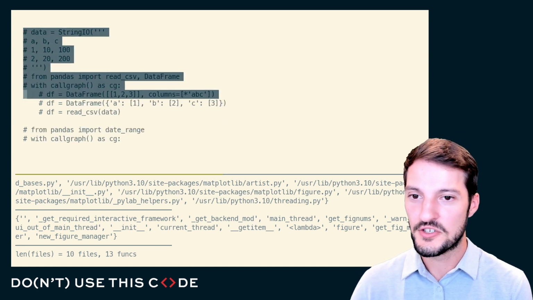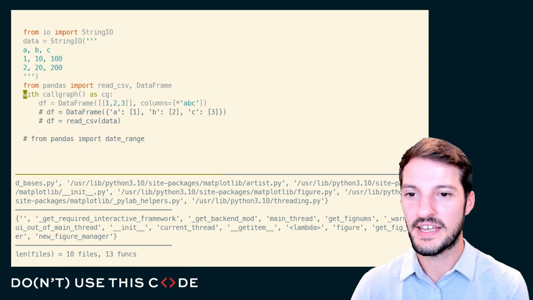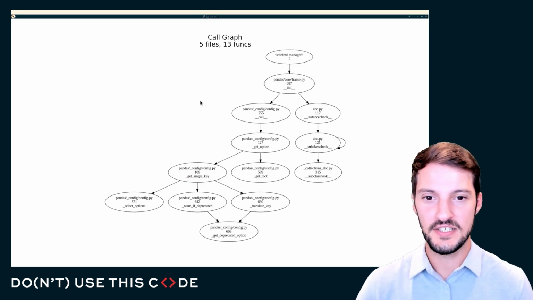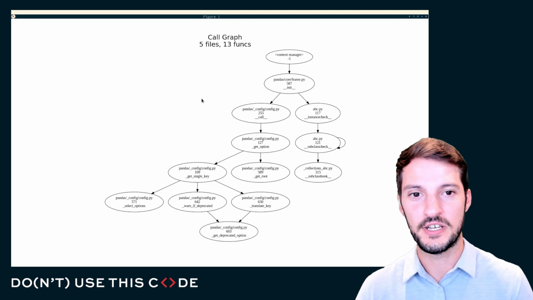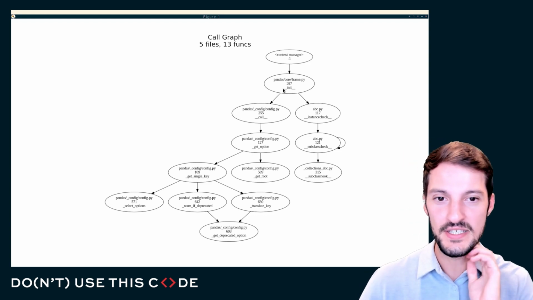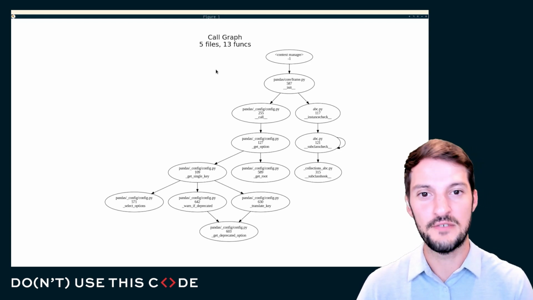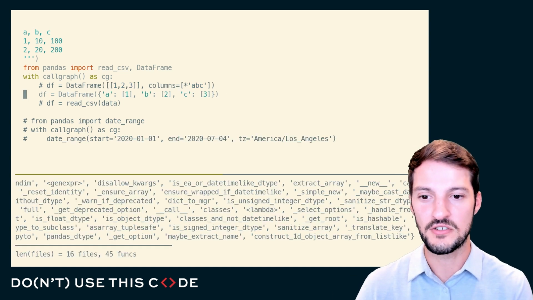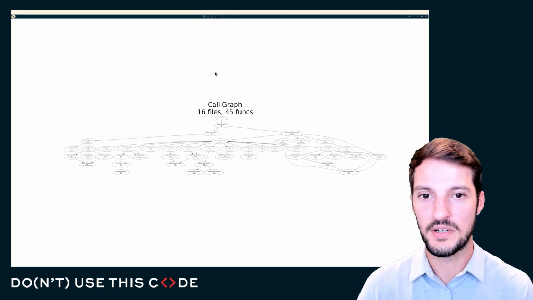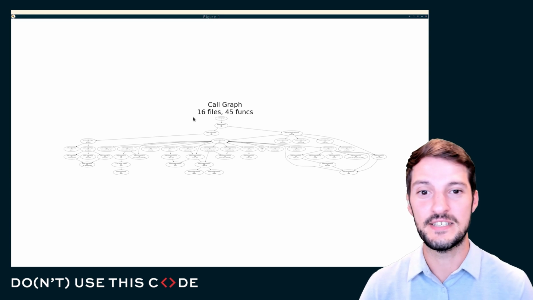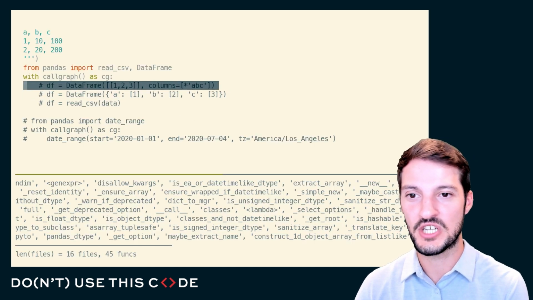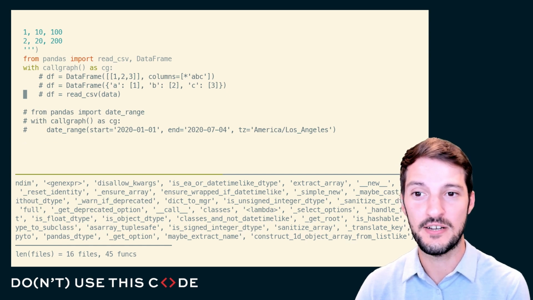And the last thing, just because we want to, let's take a look at some pandas. When we instantiate a data frame, we can see it's quite straightforward, right? I instantiate a data frame, I pass it a list of lists, and it's just 5 files and 13 functions. Now what if I feed the data frame constructor a dictionary? Well, instead of 5 files, it's now 16 files and 45 functions. That's a lot of complexity added on just from changing the style that we're instantiating a data frame.